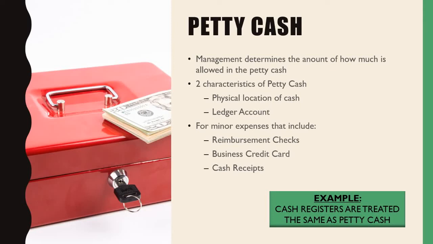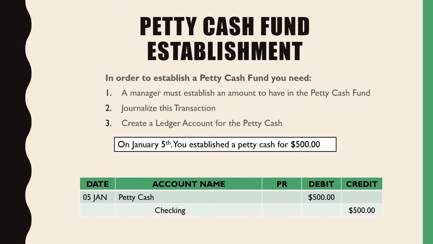Okay, and a great example of a typical form of a petty cash drawer, or something that's similar, would be a cash register, right? Cash register, same thing. It's a lockbox. It's got money in it. It's got receipts that come out of it. But it's slightly different when it comes to actually calculating how much is in the cash register versus the petty cash drawer.